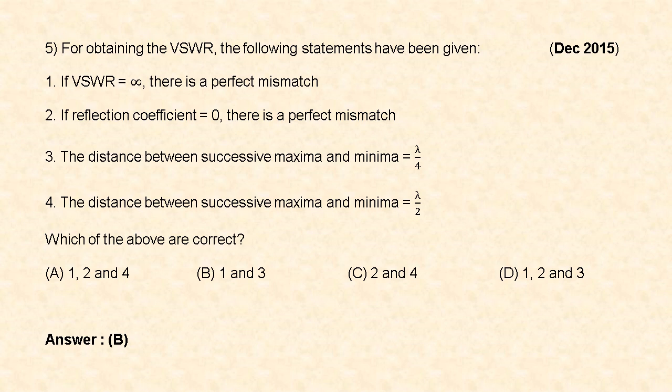Next, third statement, the distance between successive maxima and minima is equal to lambda by 4. Fourth statement, the distance between successive maxima and minima is equal to lambda by 2. If you see these two statements, here the distance between successive maxima and minima is equal to lambda by 4 is the correct one. So option B is correct.